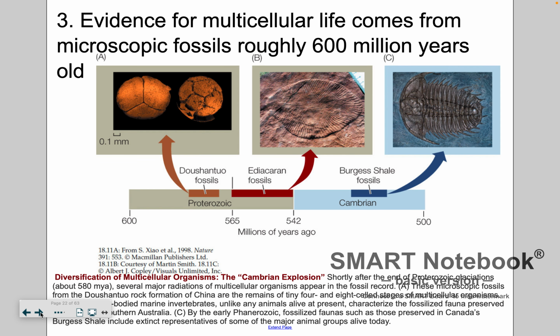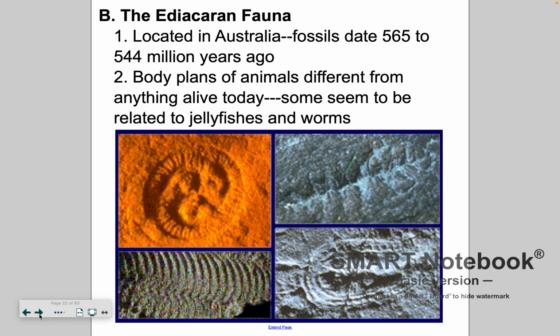Evidence for multicellular life, because remember, animals have to be multicellular, comes from microscopic fossils roughly 600 million years ago. So here in our Proterozoic, we see the Doushantuo fossils. But then here we start to see a little bit more complex life. So this is microscopic, but then things getting a little bit more complex. You had the Ediacaran fauna located in Australia roughly 565 to 544 million years ago.